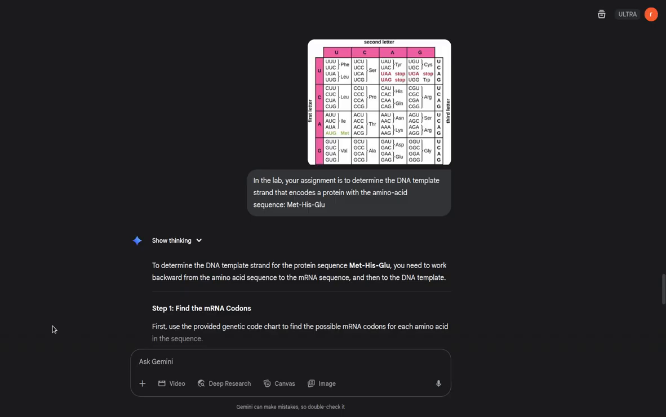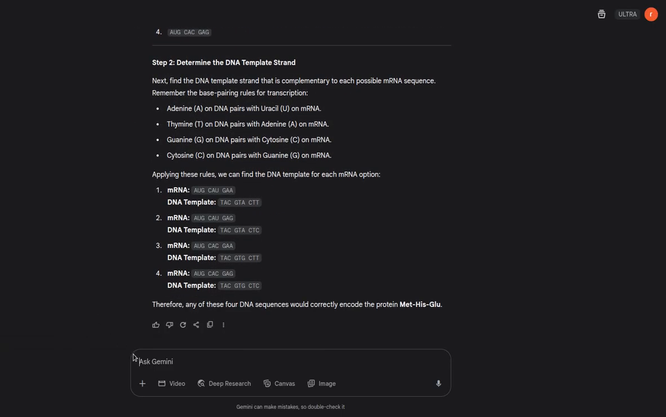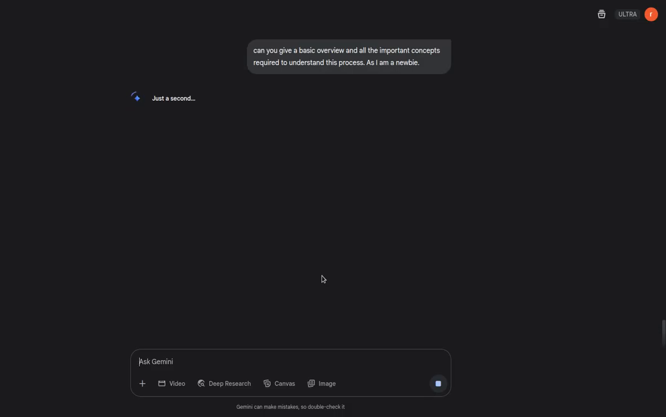Okay, so to determine the DNA template strand for the protein sequence Met-Glu..., you need to work backward from the amino acid sequence to the mRNA and then to the DNA template. Okay. Can you give a basic overview and all the important concepts required to understand this process? Okay, let's see. I think what it will give will be very helpful for us. So let's move forward.